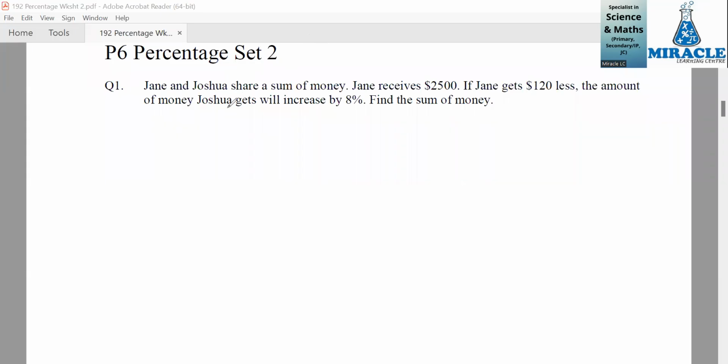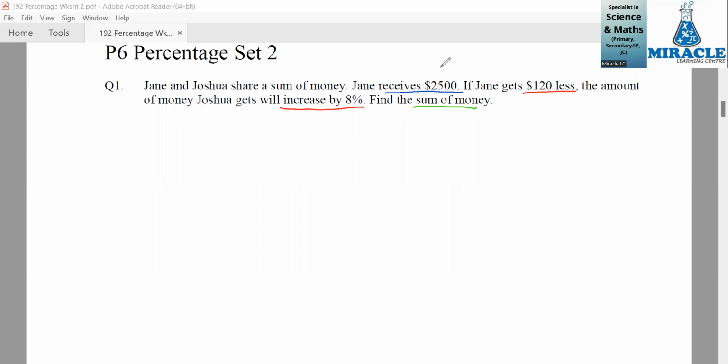Question 1. Jane and Joshua share a sum of money. Jane receives $2,500. If Jane gets $120 less, the amount of money Joshua gets will increase by 8%. So find the sum of money.